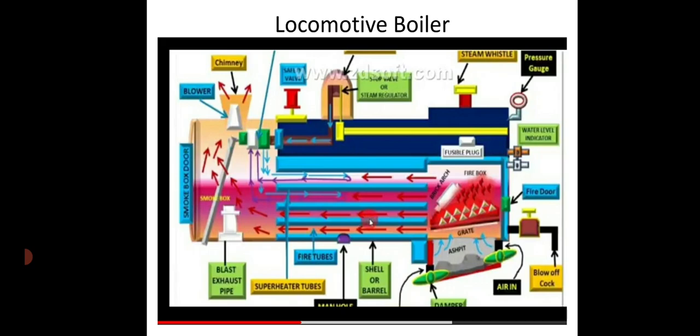Fuel is fed into the firebox through the fuel door and air enters through the dampers and the slots in the grate plate. The rate of combustion and the amount of steam generated is controlled by the damper. The fire brick arch deflects the hot gases and improves the combustion efficiency. The hot gases pass through a number of fire tubes and enter the smoke box.